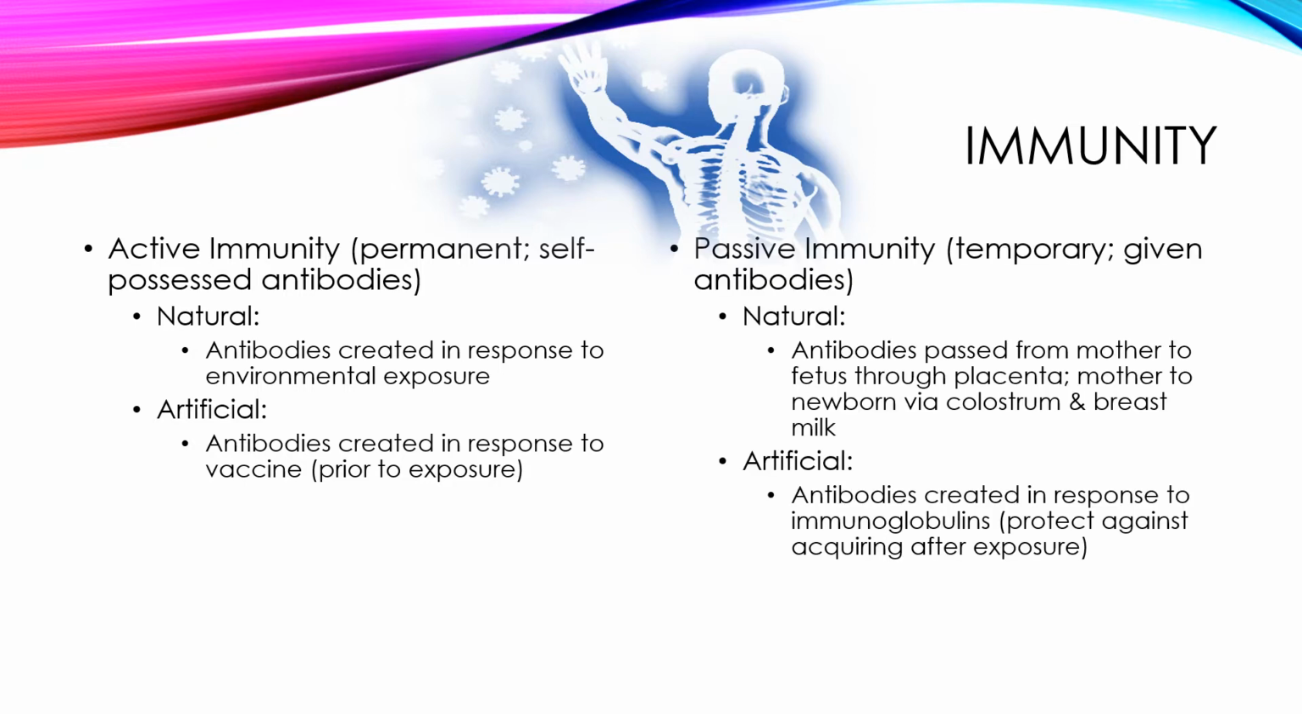Passive immunity is only going to provide immunity via temporary means. This is when antibodies are given to the body. This can occur also naturally or artificially. Natural passive is going to be when antibodies are passed from the mother to the fetus through the placenta, or through colostrum and breast milk after birth. Artificial passive immunity is going to occur when antibodies are given, such as with immunoglobulins. So this is going to protect against infection after you have been exposed, whereas artificial active is prior to being exposed.